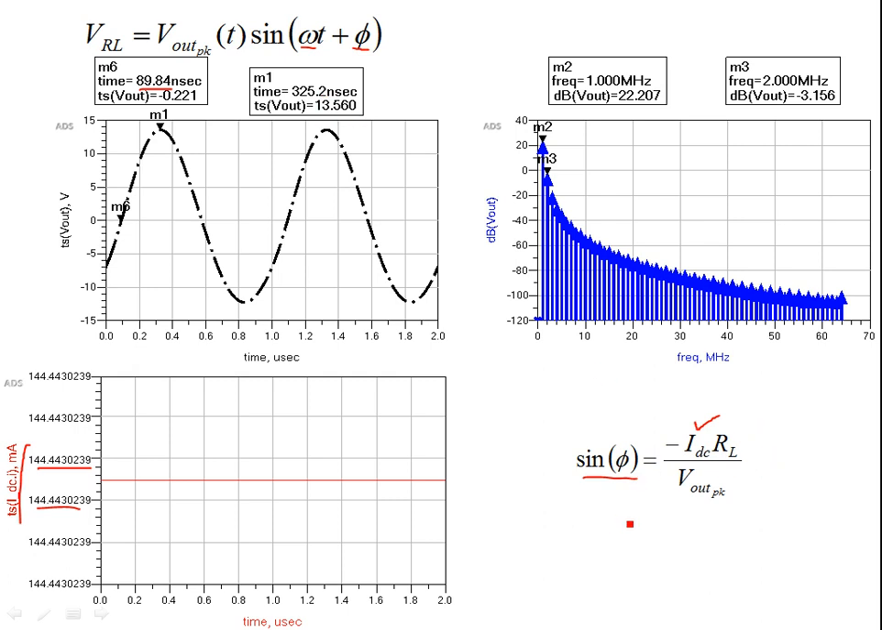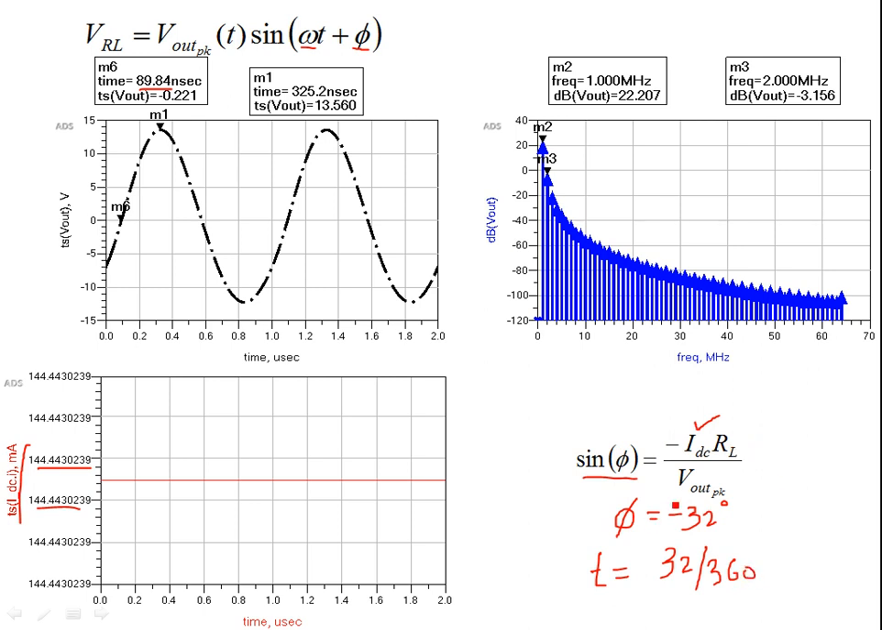If you calculate the phase from here in degrees, it comes out to be about minus 32 degrees. And this translates, if you consider the whole cycle to be 360 degrees, to a time corresponding to 32 divided by 360.